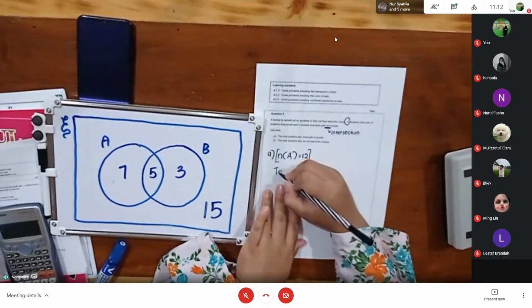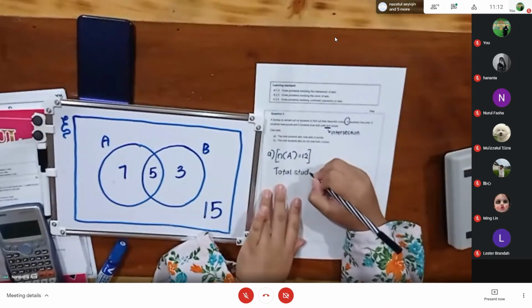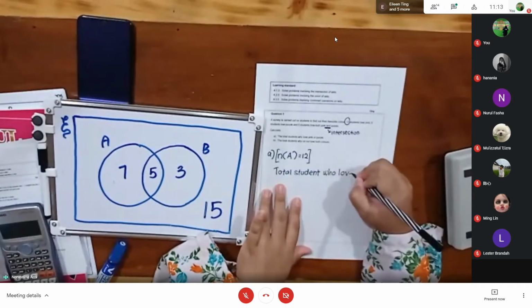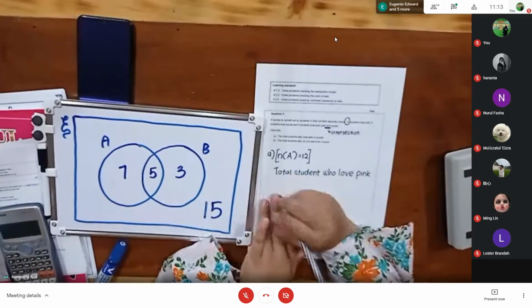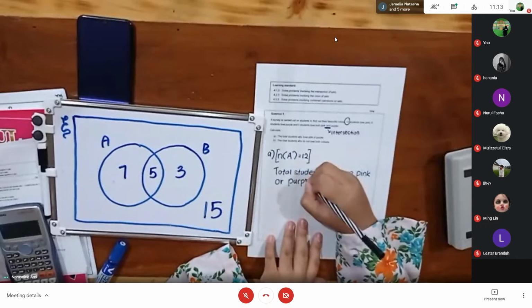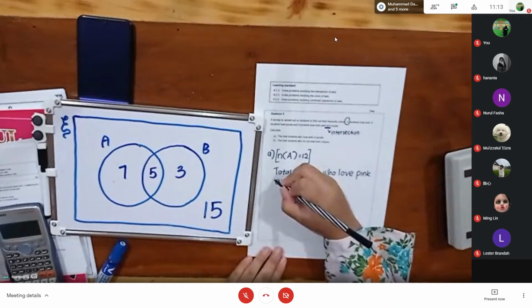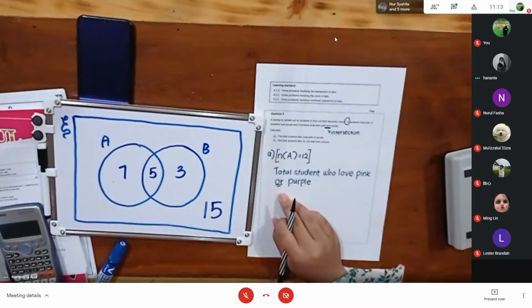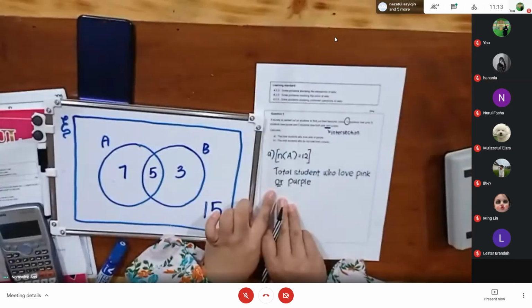We write down: total students who love pink or purple. The keyword here is "or". Is this intersection or union? Union. Yes, this is union.